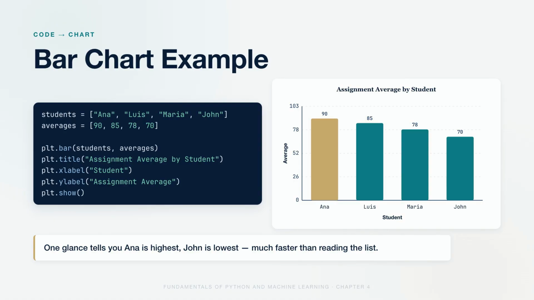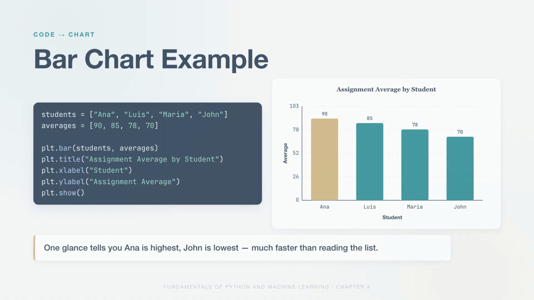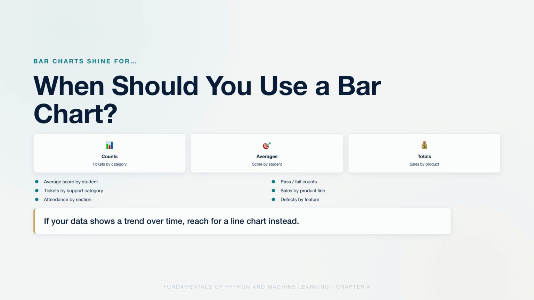Bar charts are usually useful when summarizing categories. Use a bar chart when you want to compare categories. Good examples include average score by student, number of students by final result, number of support tickets by category, sales by product, attendance by course section. Bar charts work really well when the categories are separated from each other. However, if the data shows a trend over time, a line chart might be better. Choosing the right chart matters. The chart should match the question you are trying to answer.